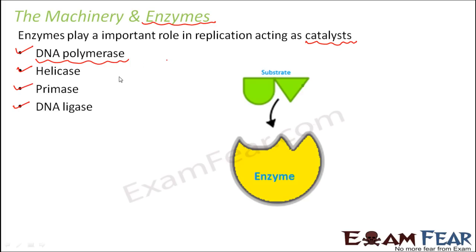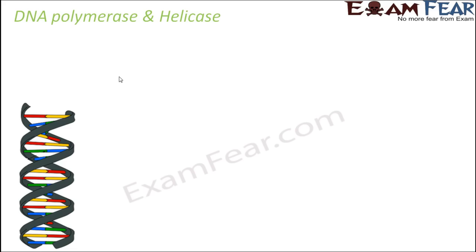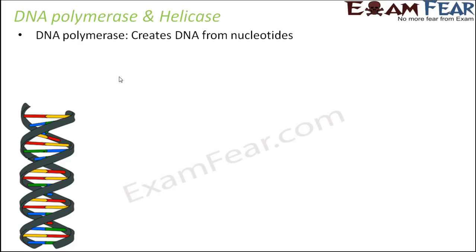Now we will have a look at the roles of each of these enzymes, and also we will see how the process of replication actually takes place. So first we will talk about DNA polymerase and helicase. What do they do? As I said, DNA polymerase creates the DNA from nucleotides. That is the main purpose, right?